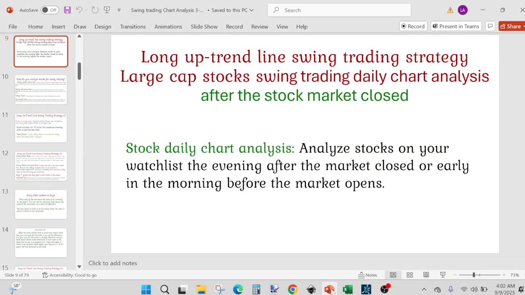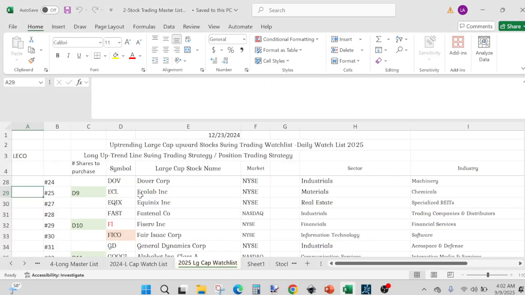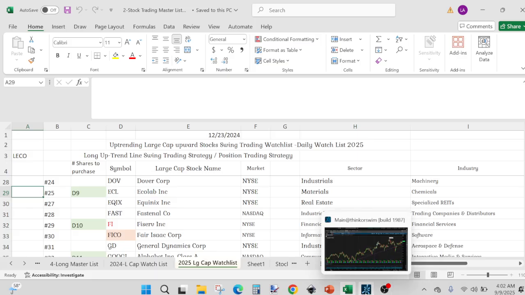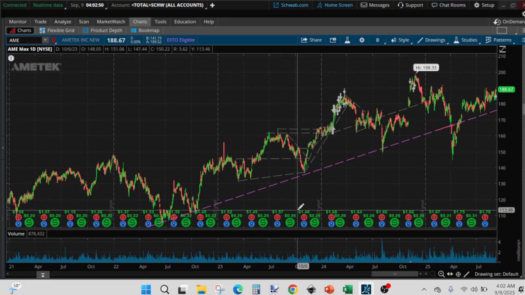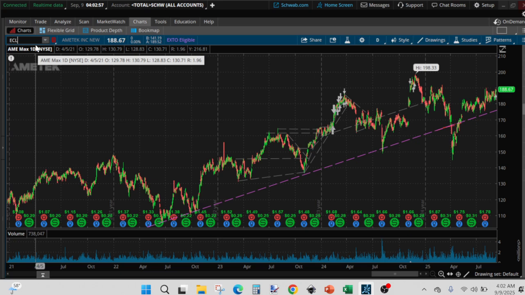Hello, how do I do my daily chart analysis of large cap stocks for swing trading purposes? We have our watch list open here and we are going to analyze a few stocks together. The first one is ECL, and we are going to do that analysis on September 9, 2025, after the market closed on the 8th of September. ECL.